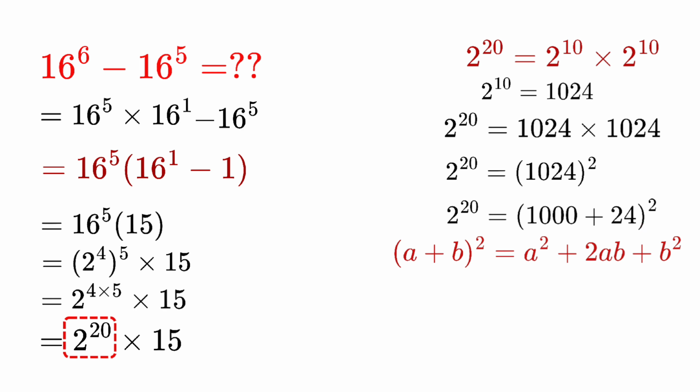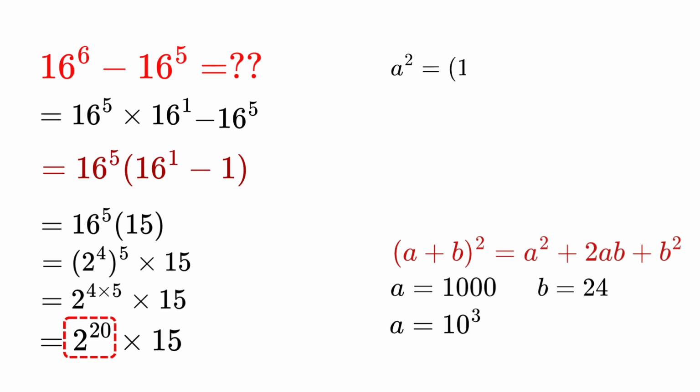Let's apply this step by step. Here, a equals 1000 and b equals 24. The first term, that is, a squared. So, a is 1000, and we can write 1000 as 10 raised to the power of 3. So, a squared becomes (10 power 3) whole power 2, which equals 10 to the power 3 into 2, and it becomes 10 power 6. It means add 6 zeros with the 1, and it becomes 1 million.